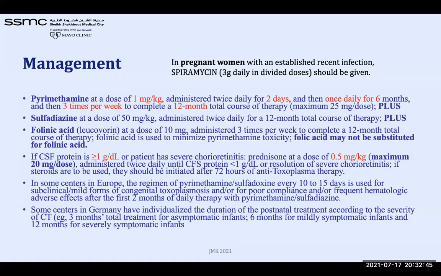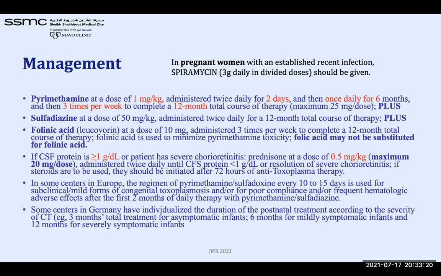So it's a busy slide, but if you go through with me, then it is easy to see how we treat it. In pregnant women with an established recent infection, spiramycin 3 grams daily in divided doses should be given. In babies, you start with pyrimethamine at a dose of 1 milligram per kg, administered twice daily for 2 days, and then once daily for 6 months, and then 3 times per week to complete a 12-month total course of therapy. So it is a long duration of treatment.